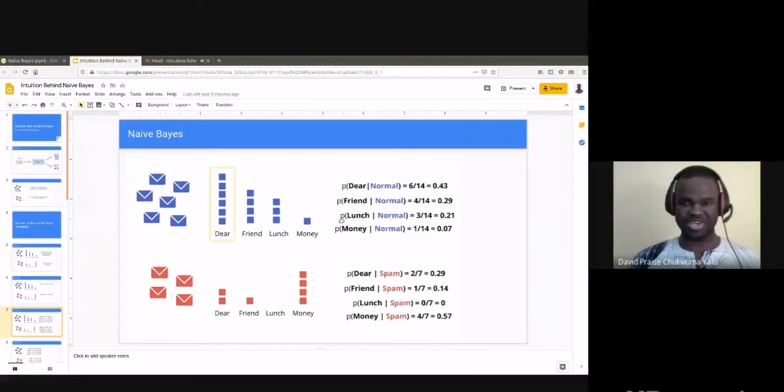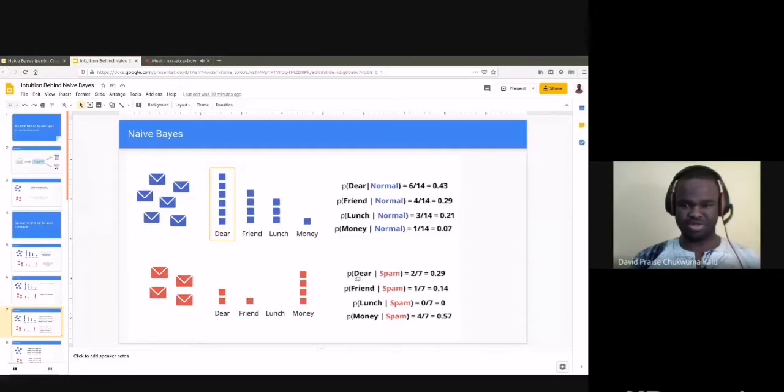And we do the exact same thing over here. So what's the probability that we got the word lunch given that it's from a normal message? That's 3 divided by 14. And also the same thing, the probability that we got the word money given it's from a normal message. That's 1 divided by 14. And we also do the same thing over here.